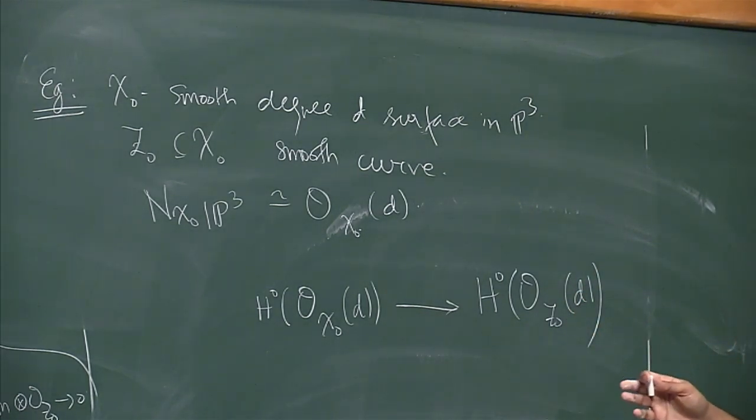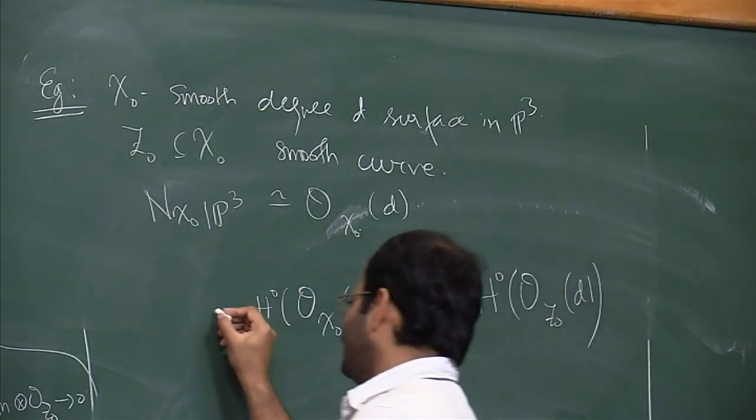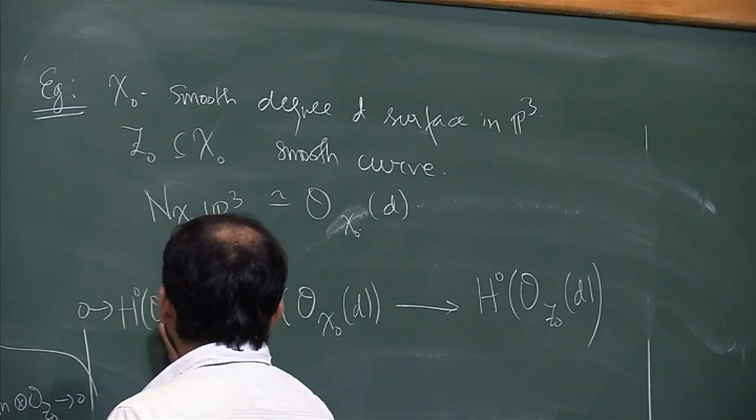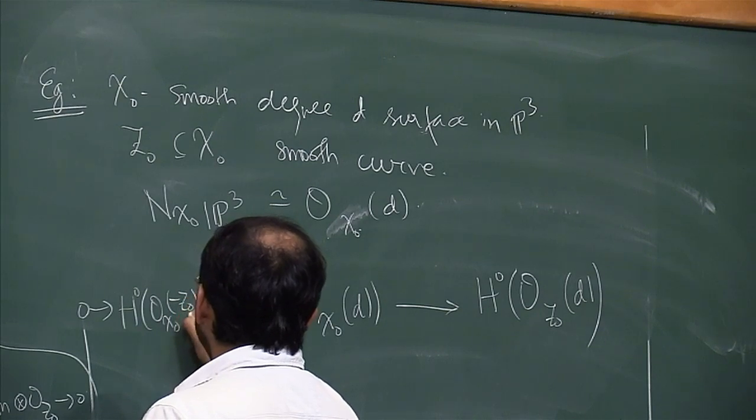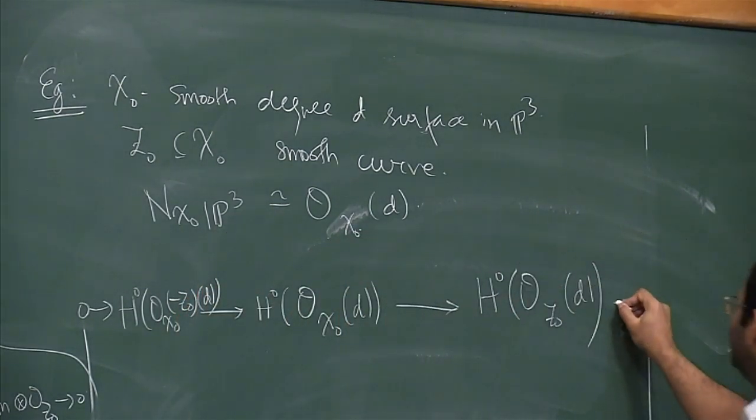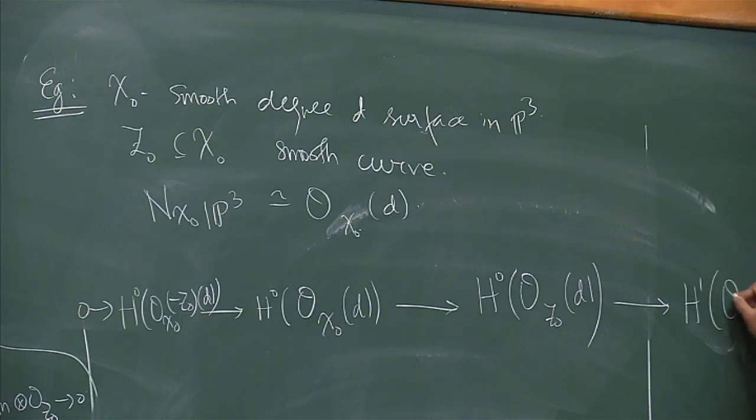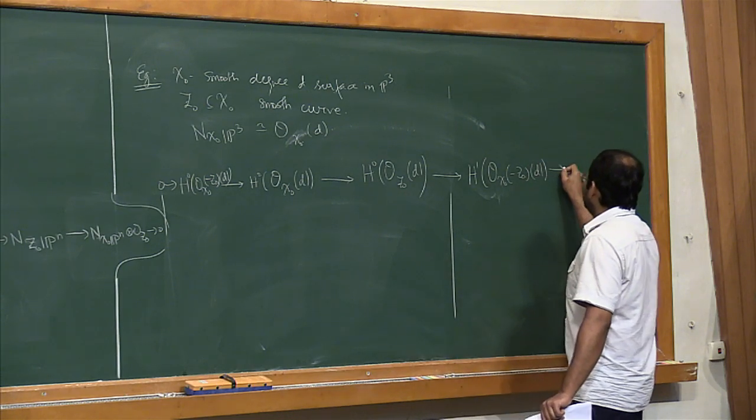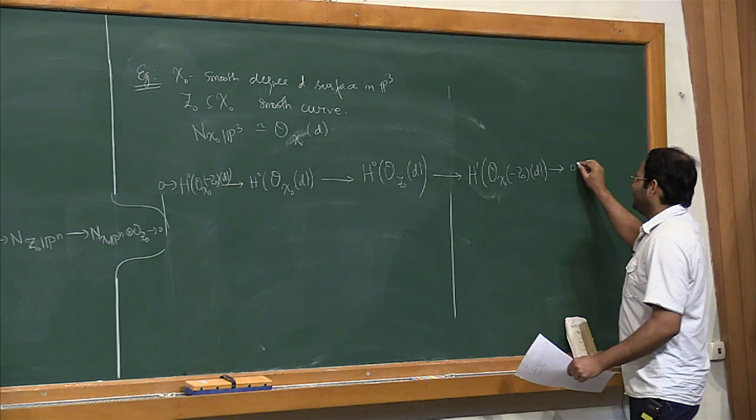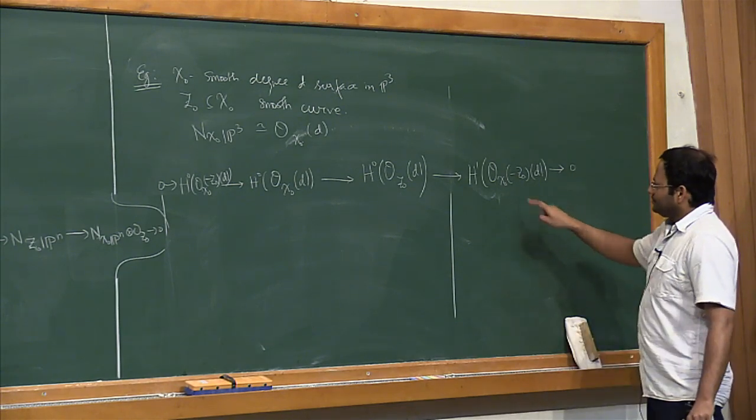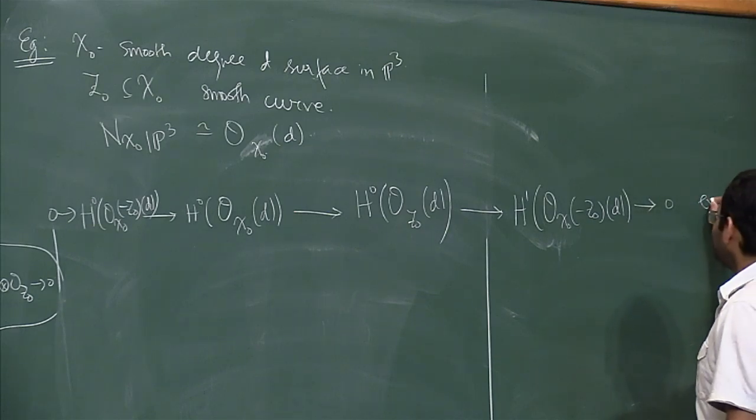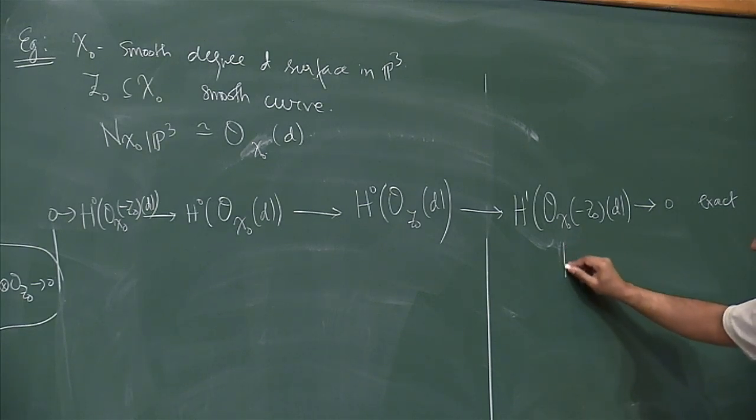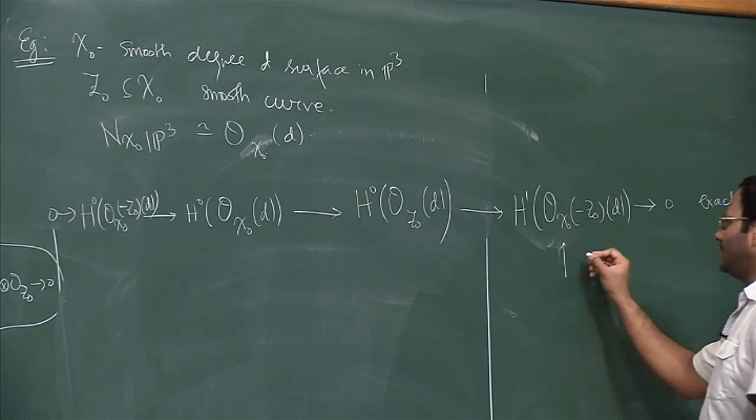Now, this very much looks like it is coming from a short exact sequence. So, of course, this is coming from a short exact sequence, and the kernel of this map is O minus Z0 of D, and this one is 0. This is not hard to check. This is exact. Now, here I am using this. This is a classical result of Castelnuovo.